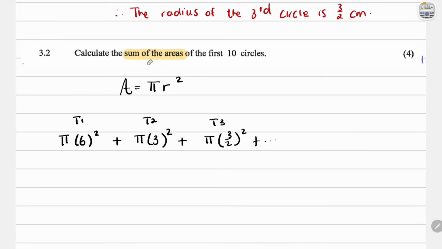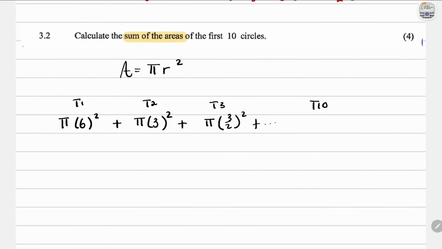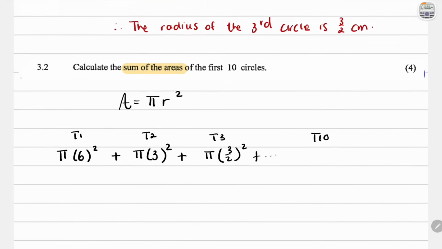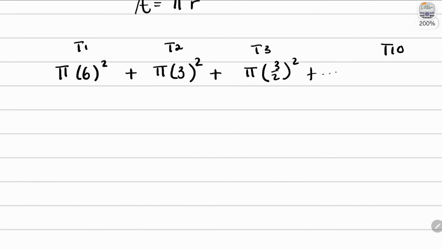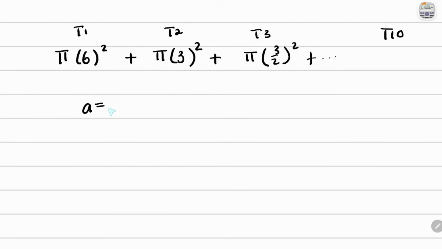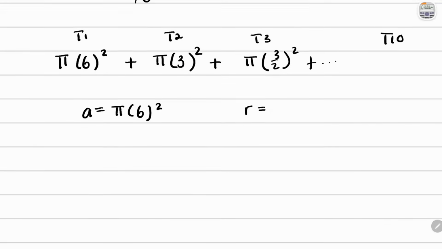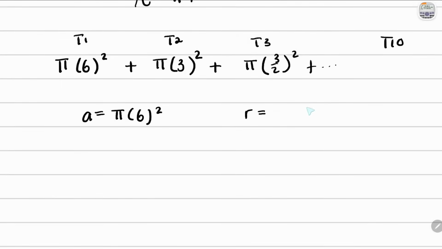They want us to find the sum of the first 10 circles, so till term 10. You don't have to find out what exactly term 10 is. This is the sum of these. To find the sum of this series, we can just focus on finding the key things. You need to find the value of A. The first term in this series is pi times 6 squared. Then you need to find the value of R. What is the ratio? You could have thought about it, but you can also just say term 2 divided by term 1. That would be pi times 3 squared divided by pi times 6 squared.